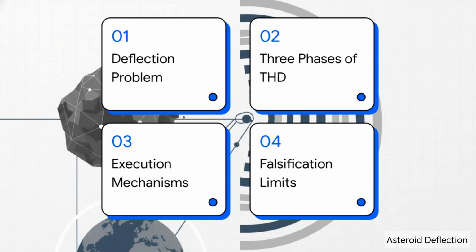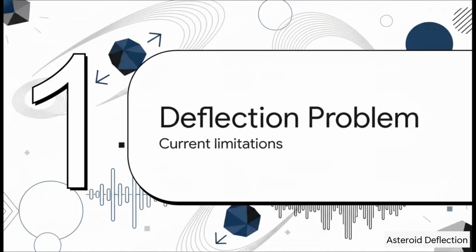Here's a quick look at our agenda for this explainer. First up, we'll look at the asteroid deflection problem itself. Then we'll introduce the THD resonance hypothesis. After that, we'll walk through the 3 phases of THD. Fourth, we'll look at real-world execution mechanisms. And finally, we'll cover falsification and measurement limits. All right, let's jump right into Section 1, the asteroid deflection problem.